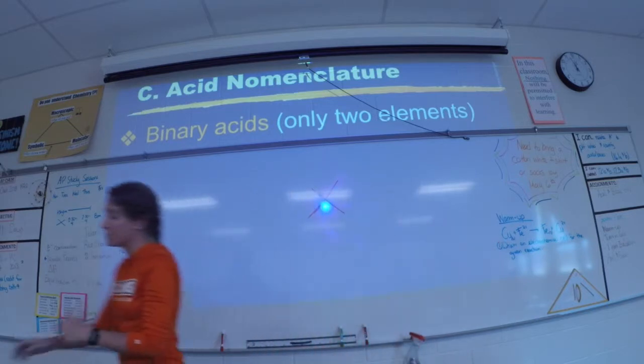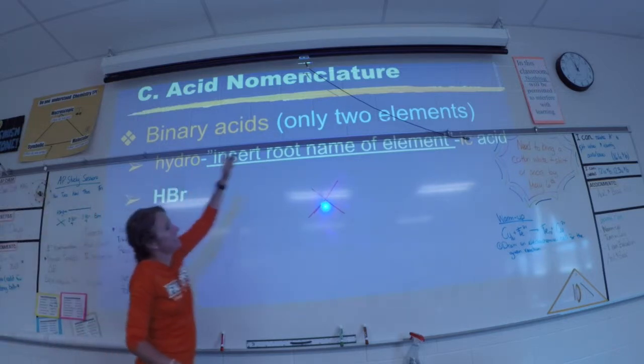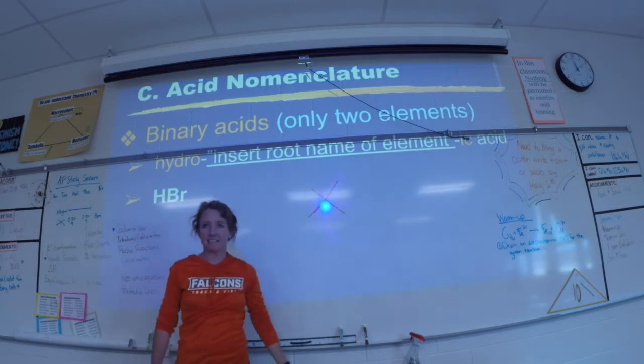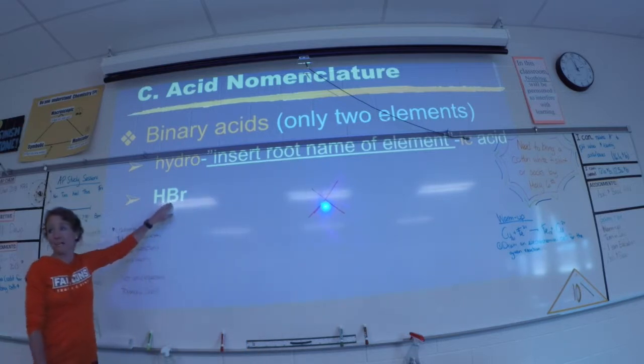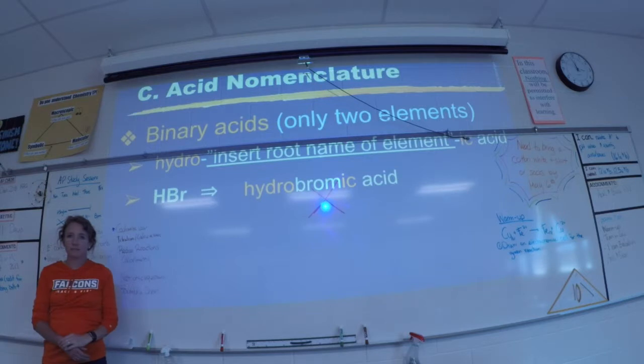So the only time you use hydro is if it's a binary acid. Binary acids, you put hydro in the front, ic at the end, the element name squished in the middle, and then end it with acid. So for HBr, we would name this hydrobromic acid. Hydro in front, element in the middle, ic at the end, followed by acid.